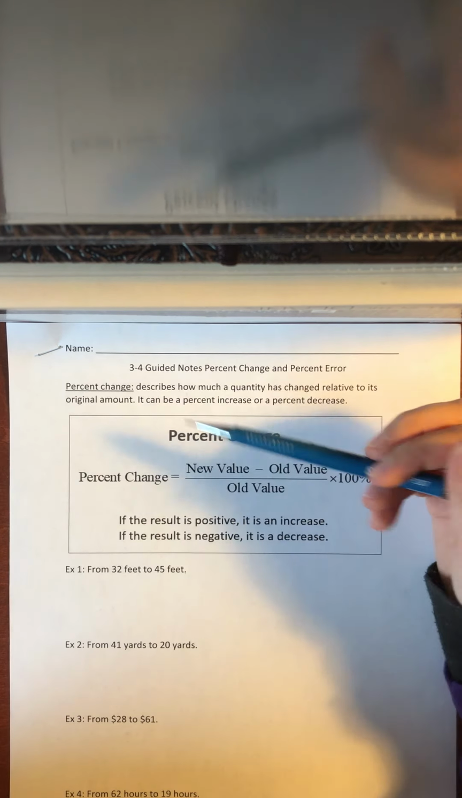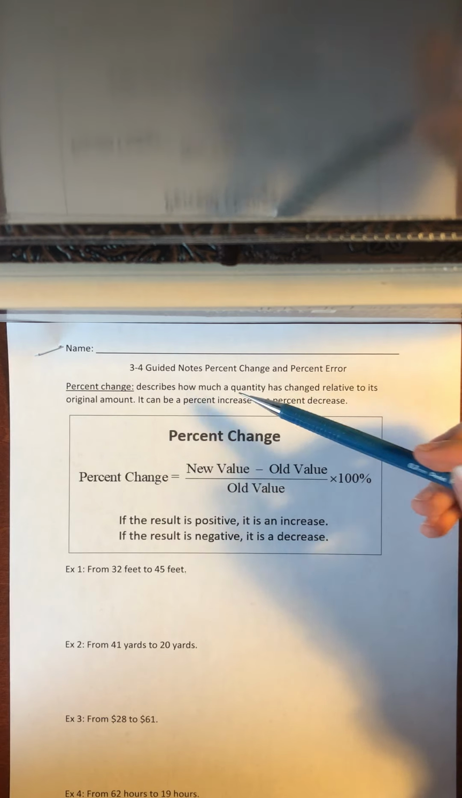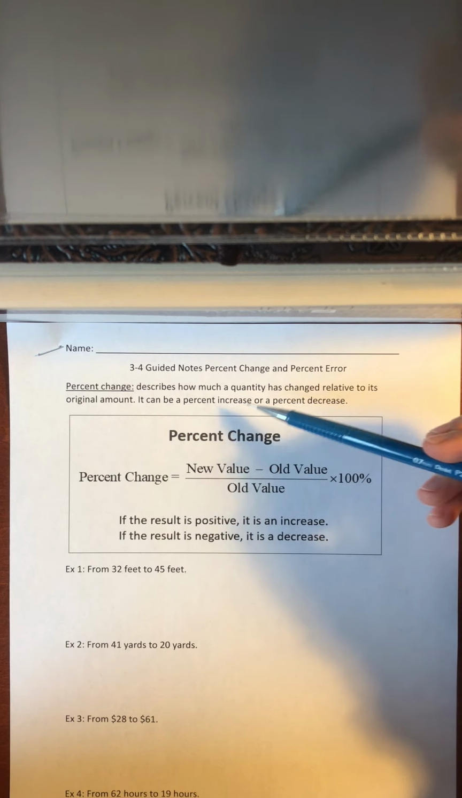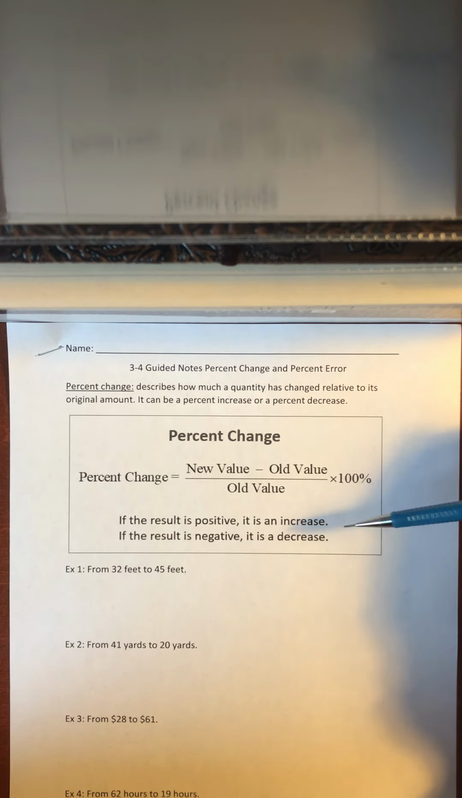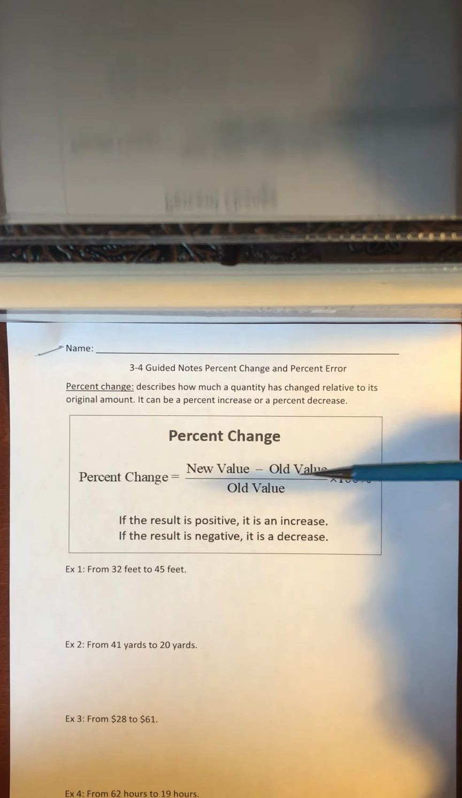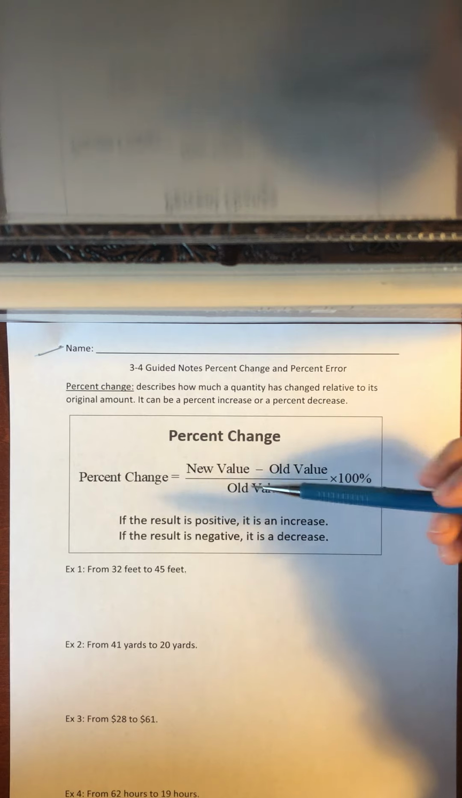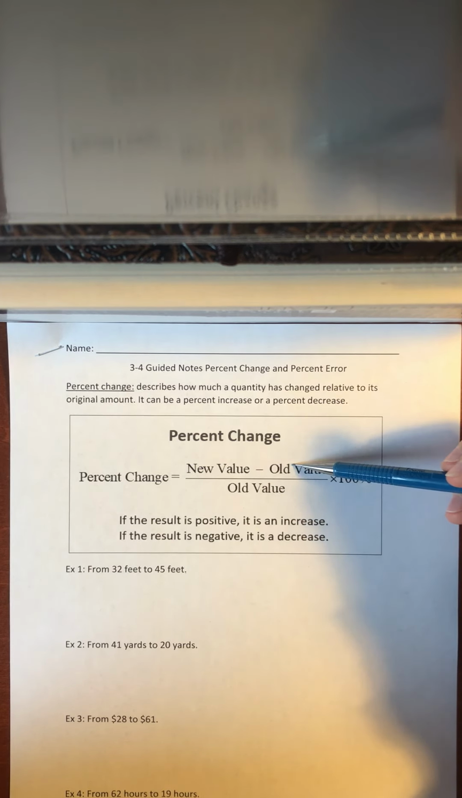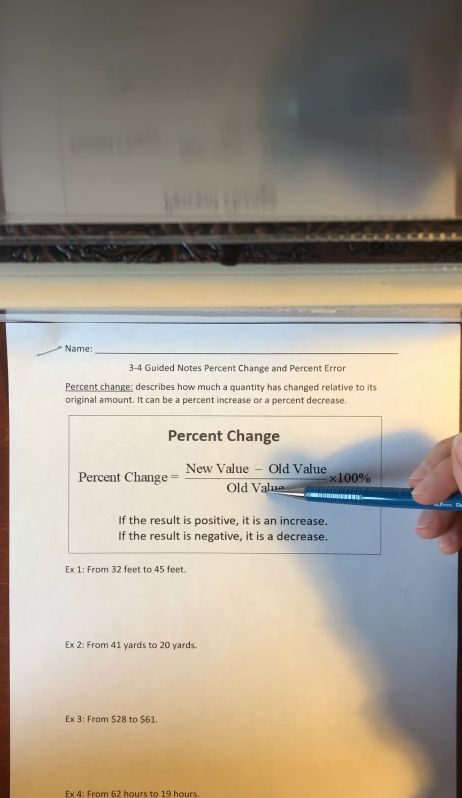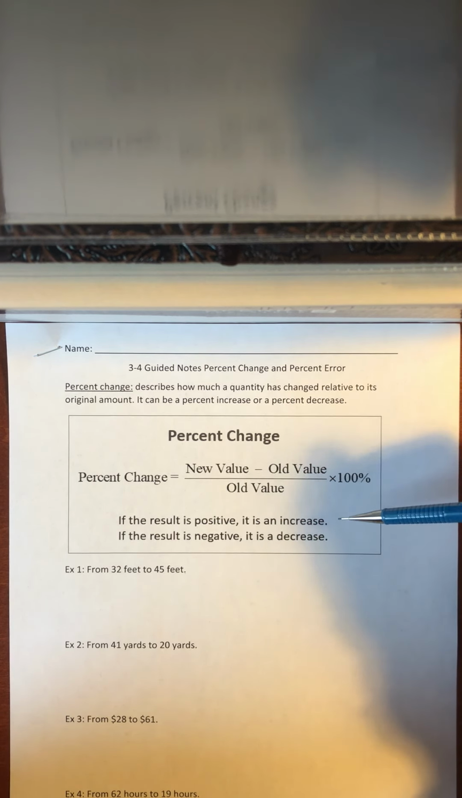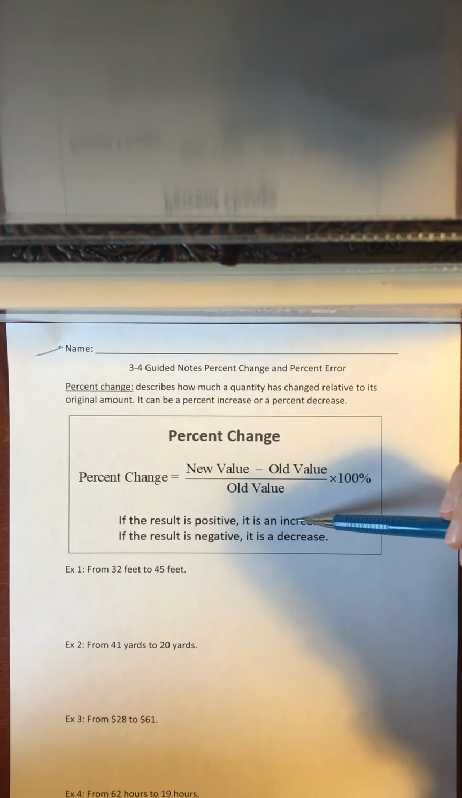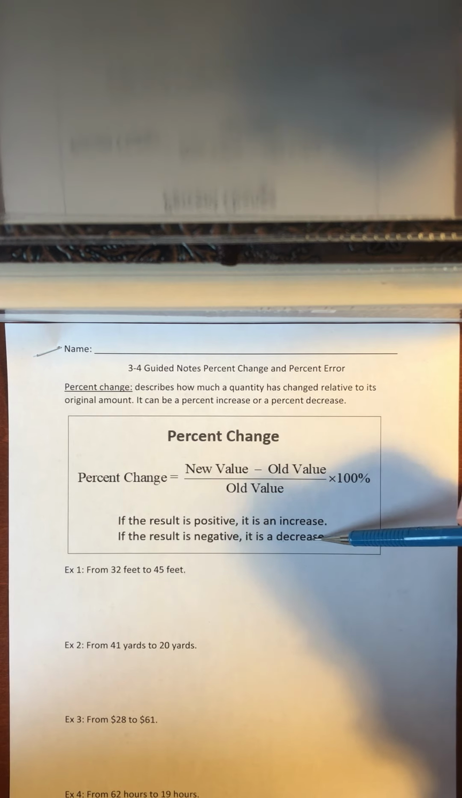Okay, so percent change. Percent change describes how much a quantity has changed relative to its original amount. It can be a percent increase or a percent decrease. So basically, percent change is describing how much the number has changed in a percentage. The formula for it is your new value minus your old value divided by your old value, and then you multiply it by 100 at the end to convert it to a percentage. If the result is positive, it's an increase, and if the result is negative, it would be a percent decrease.